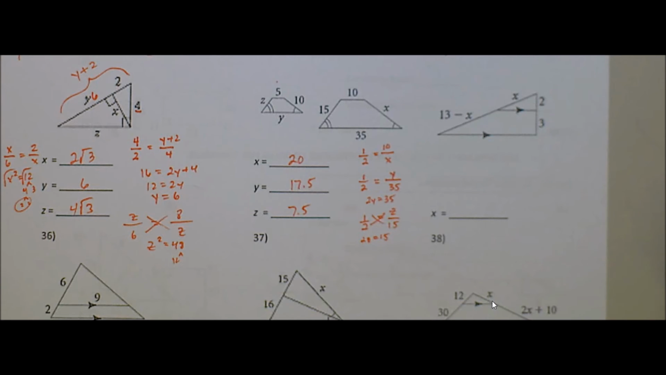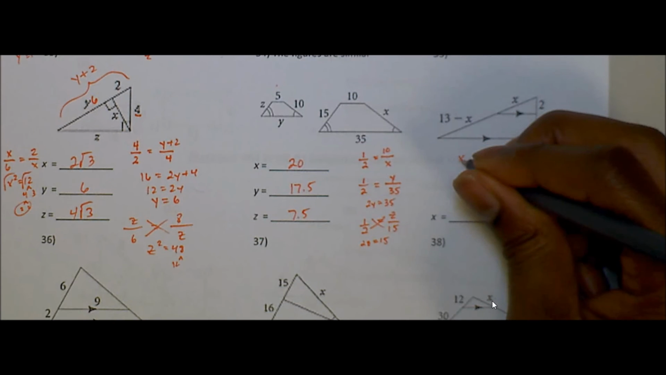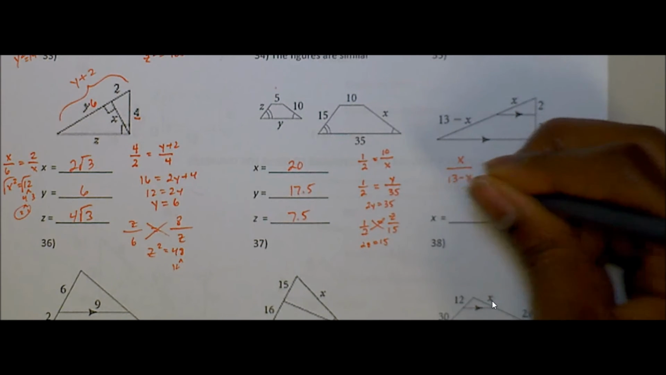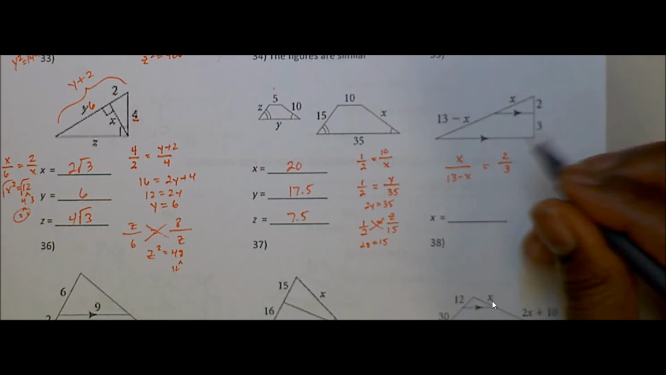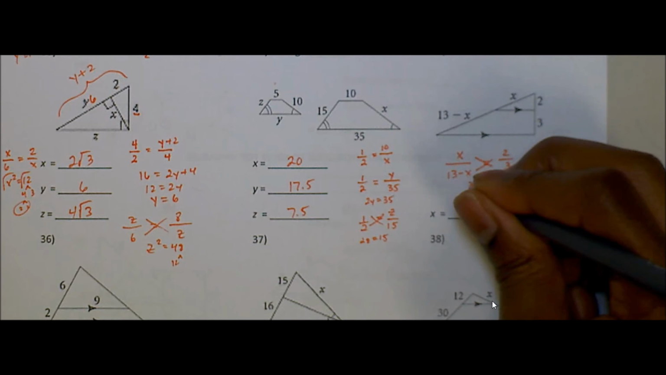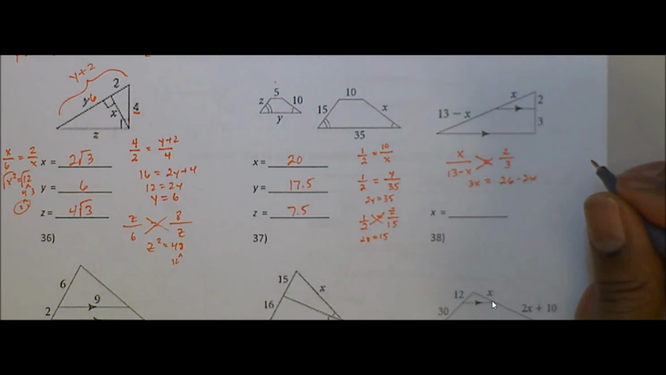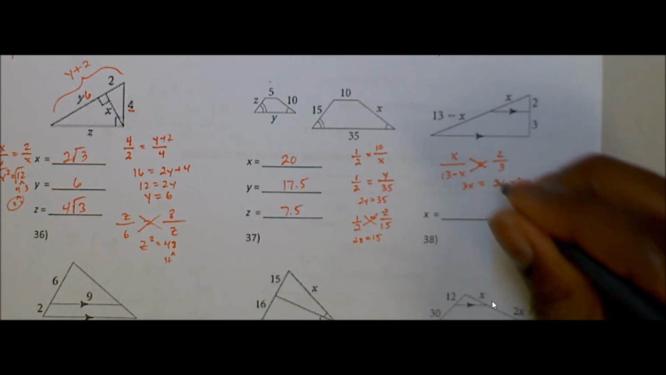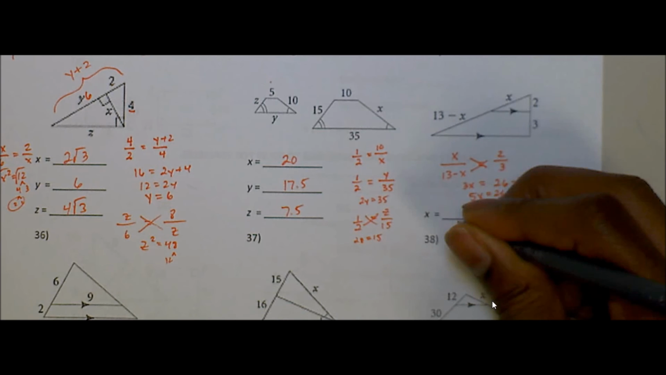To find x, we can look at that side split. This is the side splitter theorem. Notice that the x is on the side that's being split, and so we can use x over 13 minus x equals 2 over 3. Cross multiply, 3x equals 26 minus 2x. Add 2x to both sides. 5x equals 26, and that means x will equal 5.2.